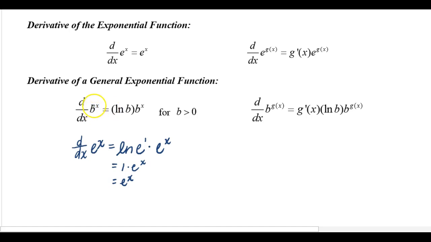So if this is any other number besides e, we're going to have natural log of that number times b to the x. And we can, of course, extend this using the chain rule. So if I have b to the g of x, I'm going to have b to the g of x times that natural log of b, and then times the derivative of the inside, g prime of x. So now let's go ahead and see these in some examples.